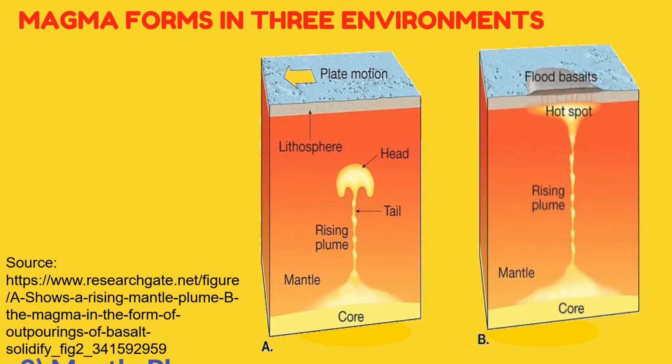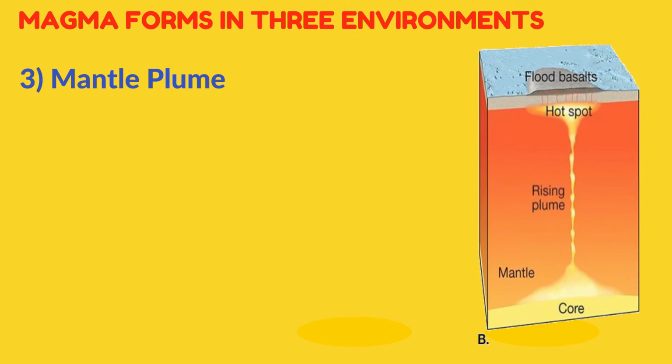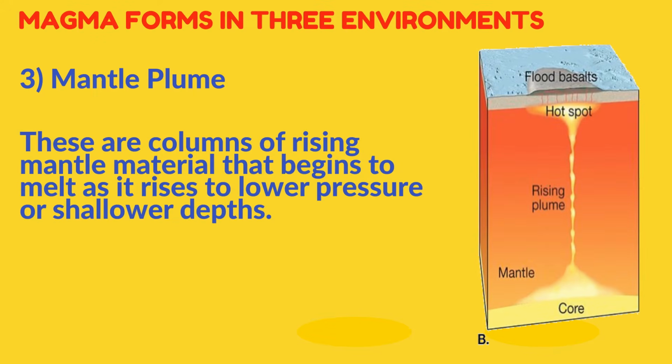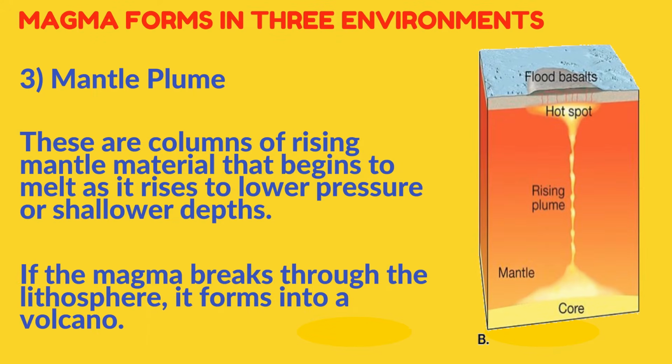Third, we have the mantle plume. These are columns of rising mantle material that begin to melt as they rise to lower pressure or shallower depths. If magma breaks through the lithosphere, it forms a volcano.